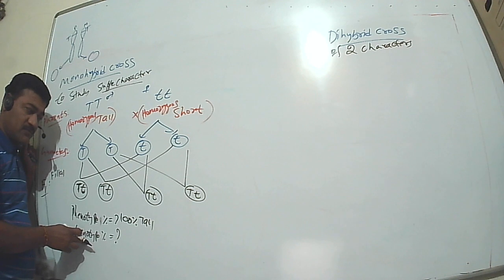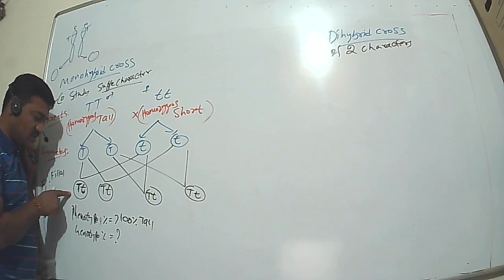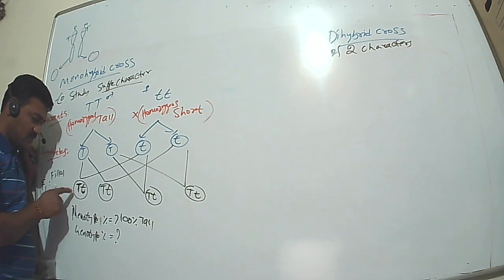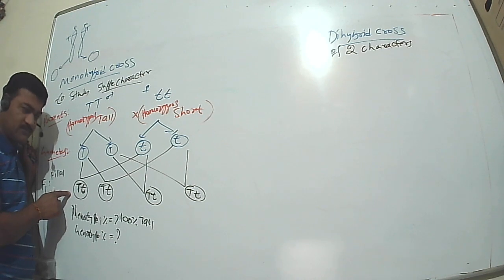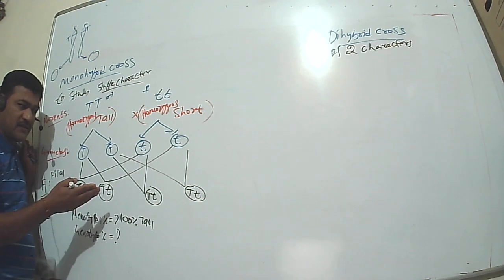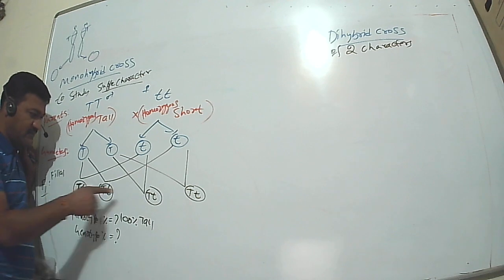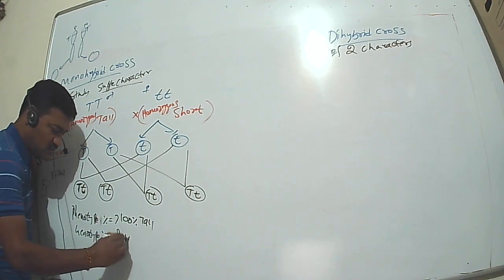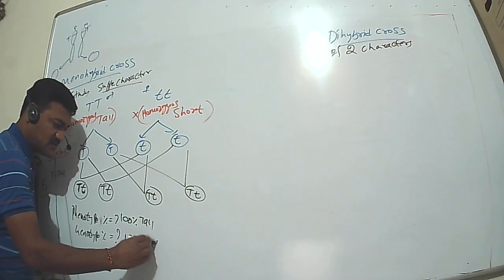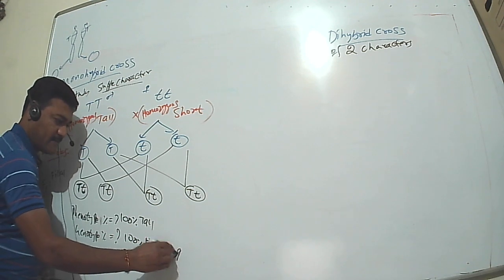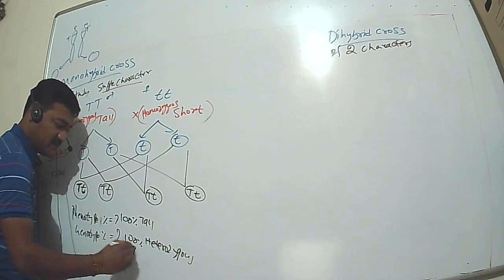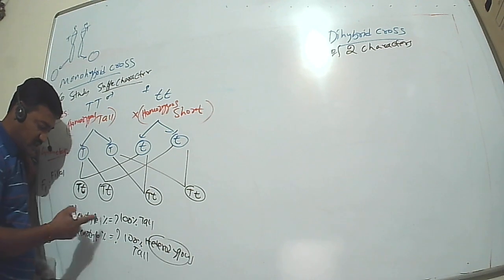But what is the genotype? Is it homozygous tall or heterozygous tall? It's heterozygous tall. It's not capital T, capital T, isn't it? It's not homozygous tall. Different alleles. So heterozygous tall. So I get 100% heterozygous tall.